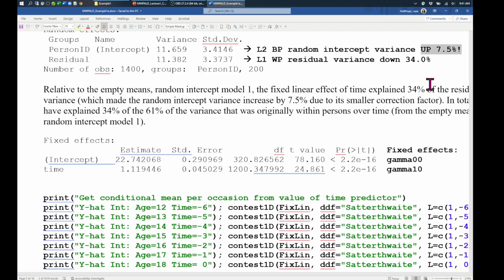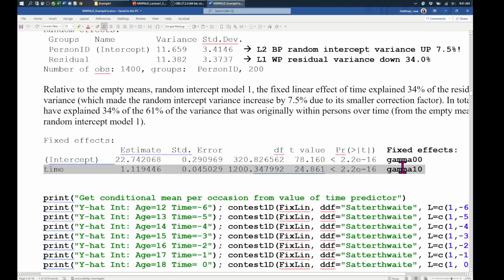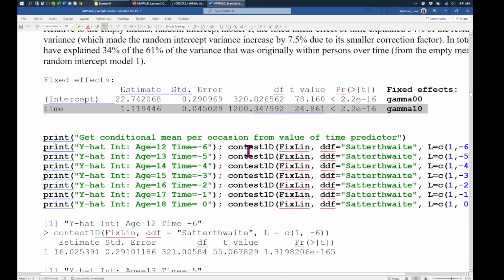In some textbooks, you will read that if your variance goes up, that's an index of model specification. Not in this case. It is a consequence. So the way that I would talk about it is just to say that the effect of linear age, or time, explained 34% of what was within-person variance at level 1. The end. And that reduction is statistically significant according to the results for the fixed effects here.